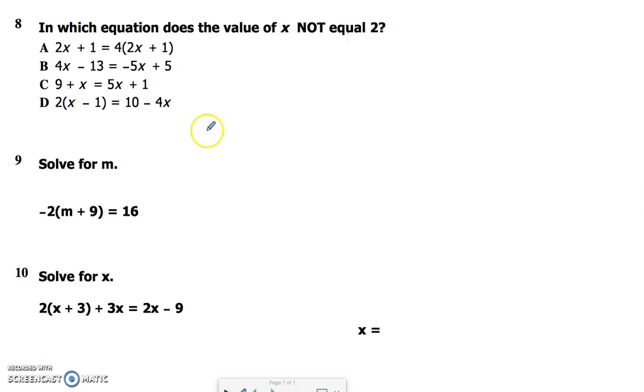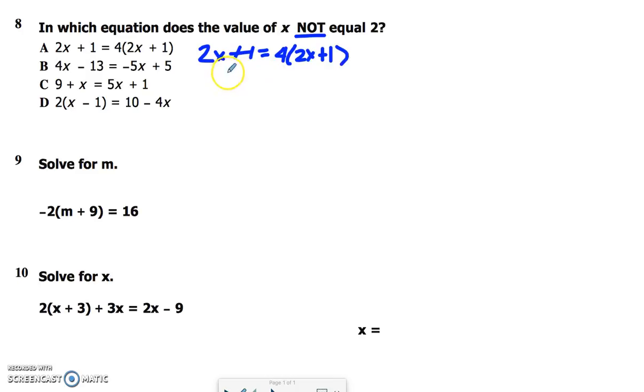Here we go. So number 8, in which equation does the value of x not equal 2? Unfortunately that means we gotta work them all out and see which one doesn't. We'll plug 2 in and see which one gives you an incorrect answer. So let's try the correct way first, which would be 2x plus 1 equals 4 times the quantity of 2x plus 1.